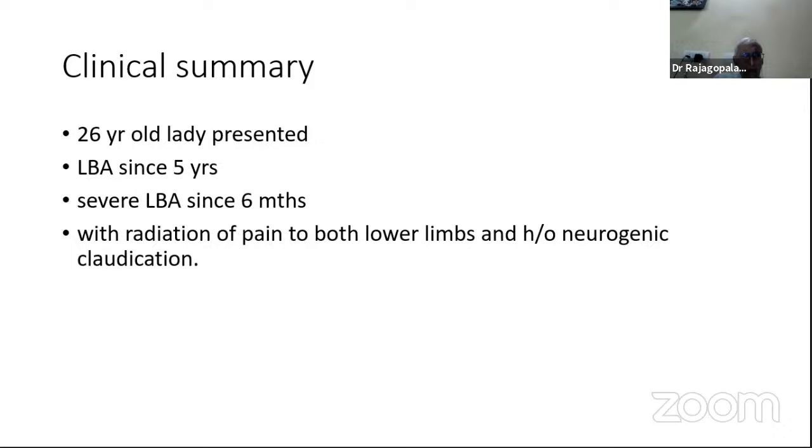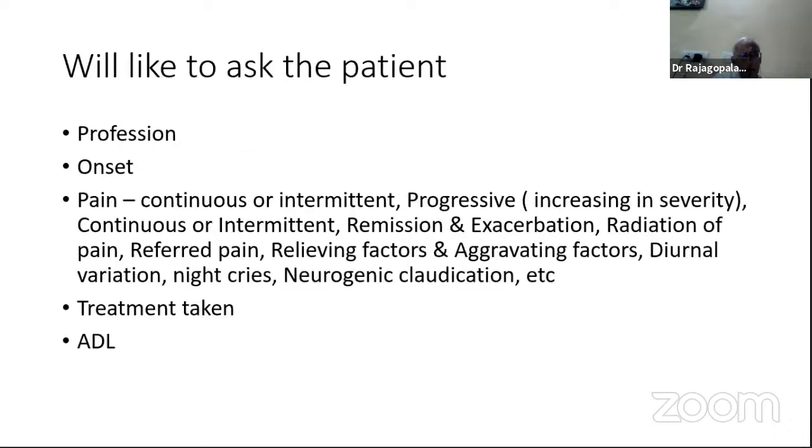Her pain was for 5 years, but it is much more severe now for 6 months. Now there's radiation of pain to both lower limbs. And she gives a history of neurogenic claudication. So you should have already asked me about the 5 years, whether the pain is progressing, radiation of pain, claudication, etc.